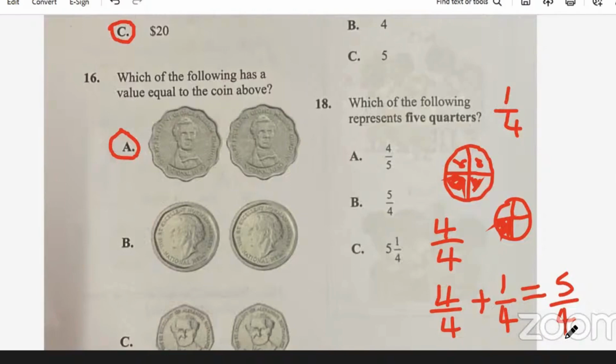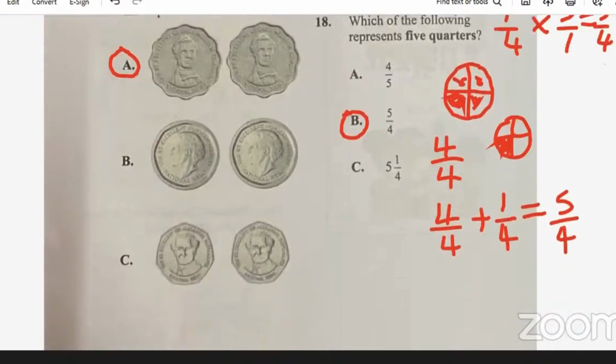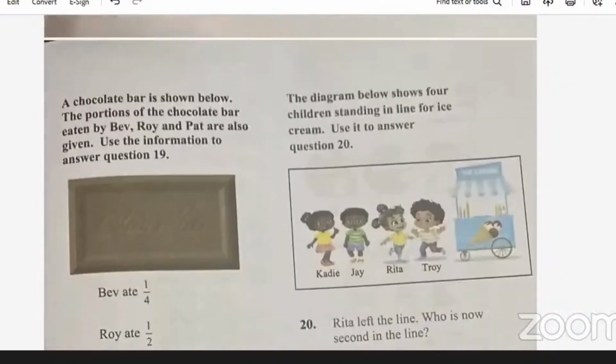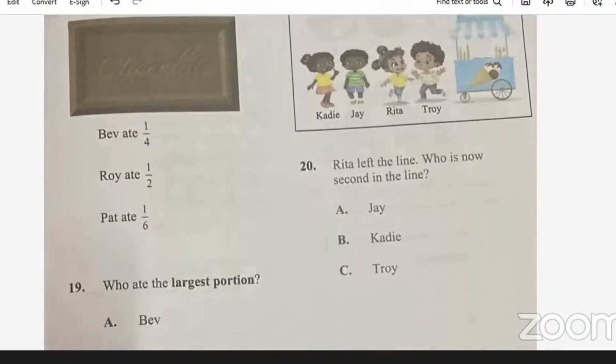Or if we had done multiplication, a quarter times 5, because it's 5 quarters, 5 over 1, that will give us 5 over 4. So the answer is B, 5 over 4, okay? Didn't say 5 and a quarter, it said 5 quarters, right? So we want 5 quarters, not 5 wholes and a quarter, all right? Again, you have to pay attention to the wording of these questions. All right, so we are now at question 19.